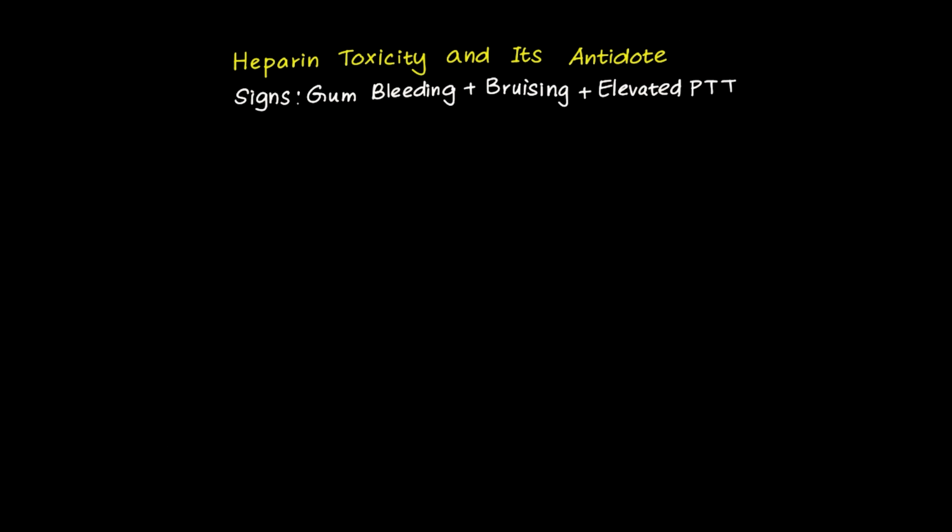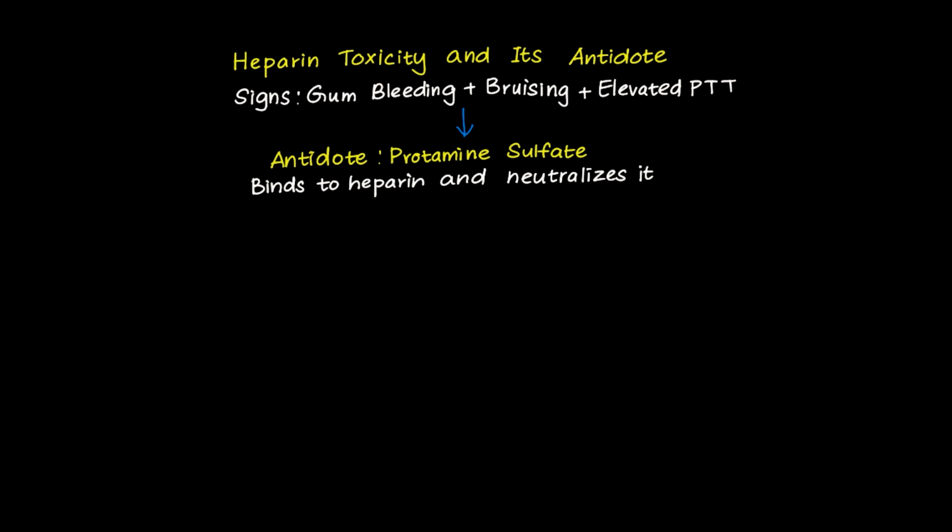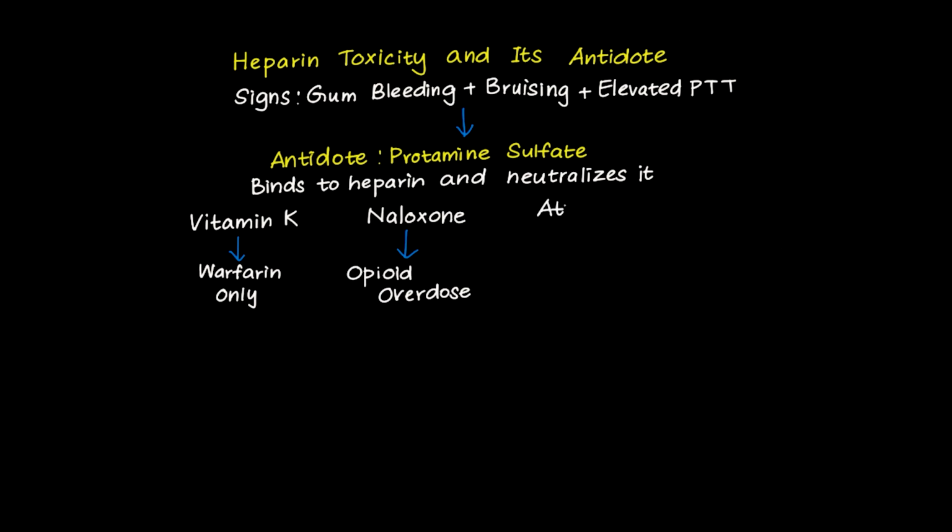The specific antidote for heparin is protamine sulfate. Protamine physically binds to heparin molecules and neutralizes their anticoagulant activity. It is a direct chemical reversal. Vitamin K is the antidote for warfarin, not heparin. These two anticoagulants work through entirely different mechanisms, and their reversal agents do not swap. Naloxone reverses opioid overdoses and has zero effect on clotting. Atropine is for bradycardia, again nothing to do with coagulation pathways.